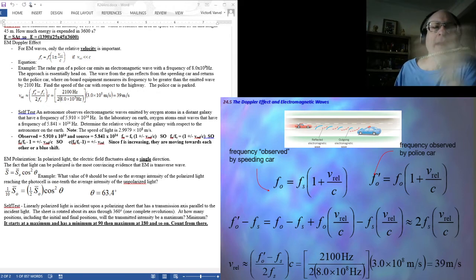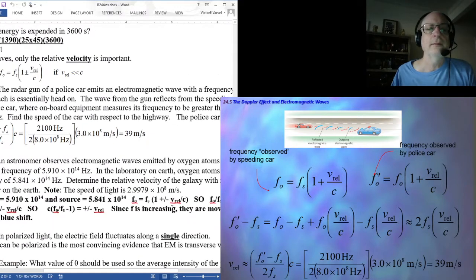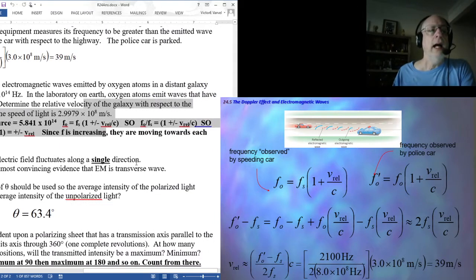I can use that difference in frequency to determine the relative velocity of the galaxy with respect to me. So is that galaxy moving away from me or towards me, and how fast? Well, I have my Doppler effect equation: frequency observed equals frequency of the source times 1 plus or minus v relative over c. And I'm going to try and actually make this bigger, and I'll just move it around. Okay, so I have my original equation.